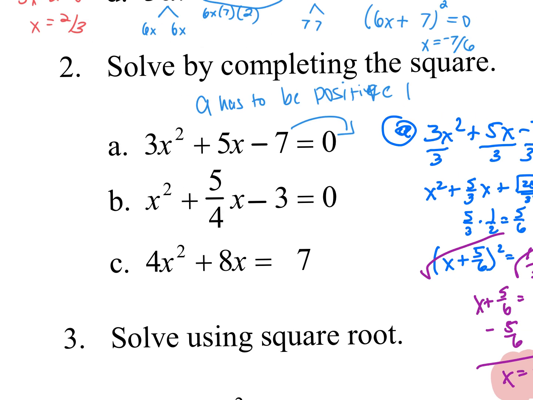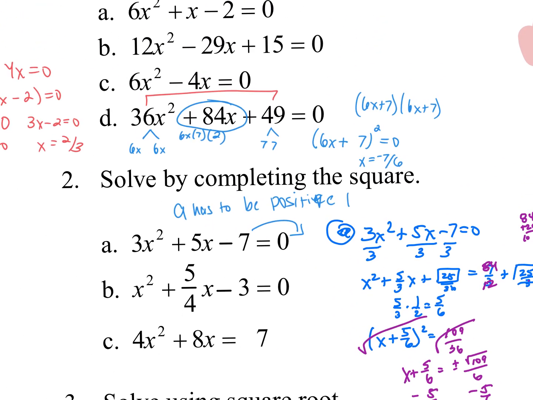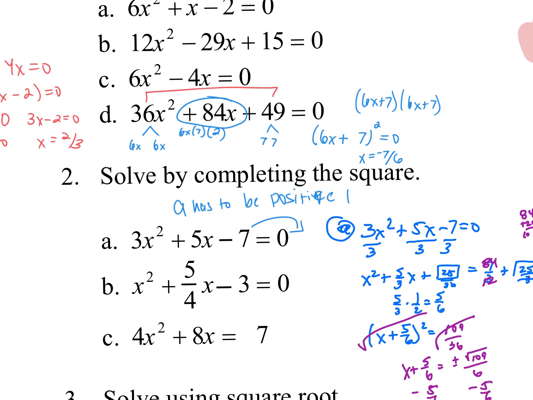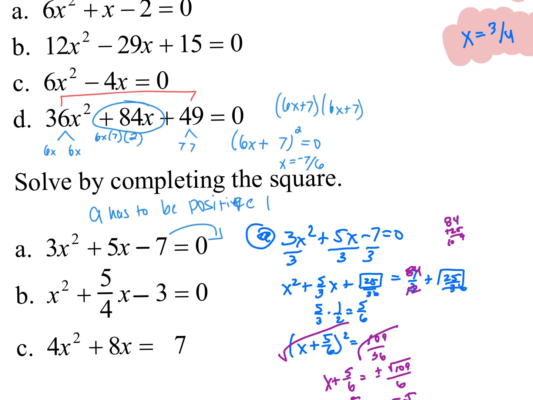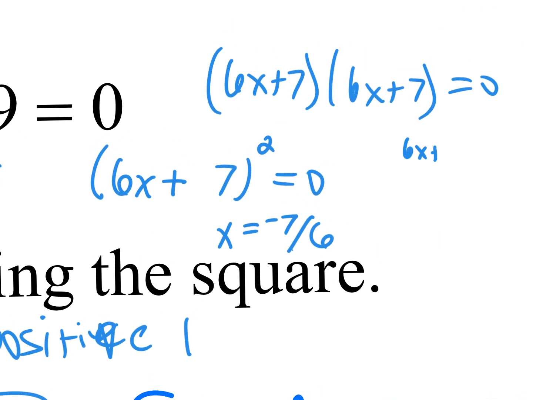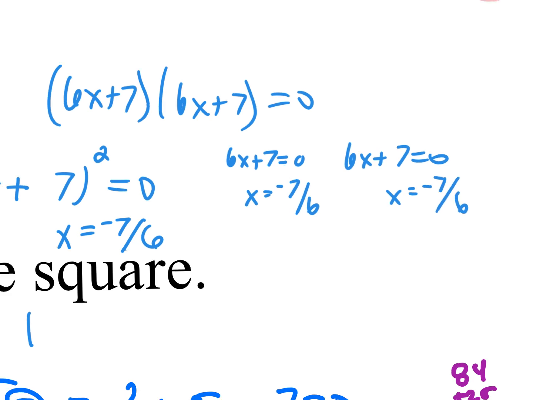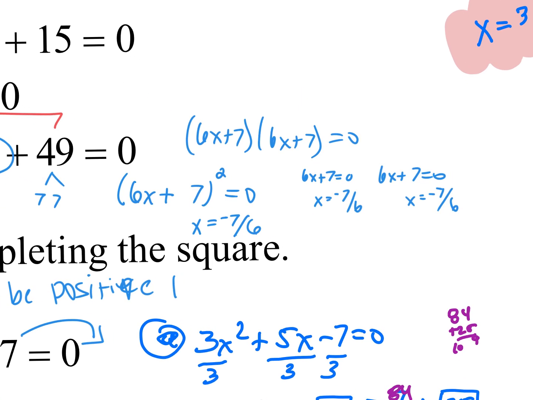Priscilla, question. It was about 1D. Yep. And it's not two answers because it's a perfect square trinomial. You have two answers. You have negative 7/6 twice. Because if you were to solve each of these parentheses, you'd have 6x plus 7 equals 0 and 6x plus 7 equals 0, right? So x here would be negative 7/6 and x here would be negative 7/6. So we just write it once. You could just write it once. If you want to write it twice, you can.